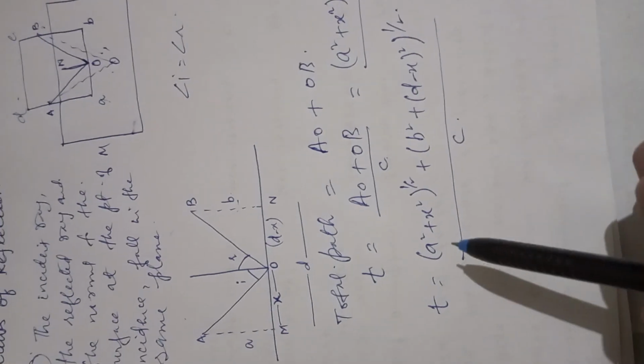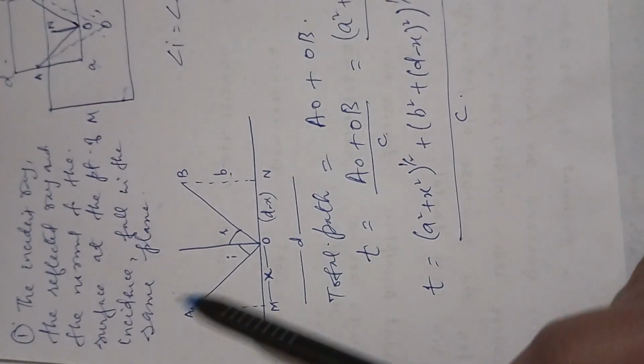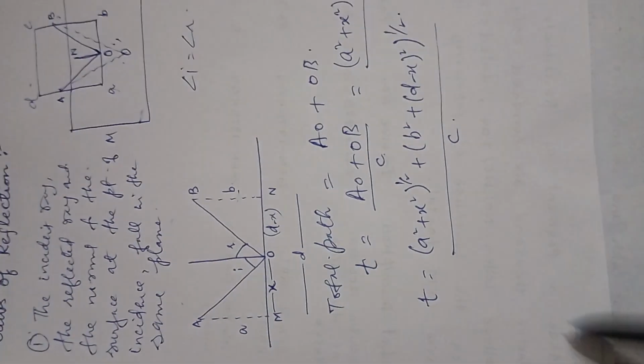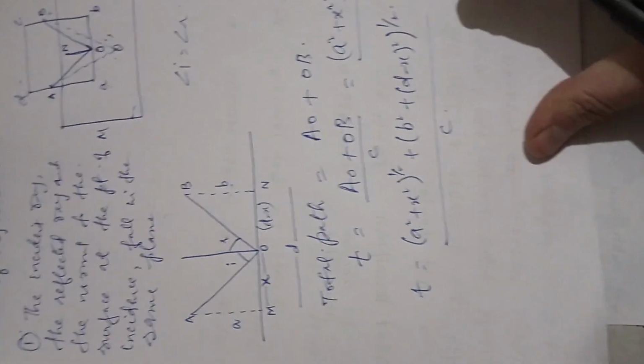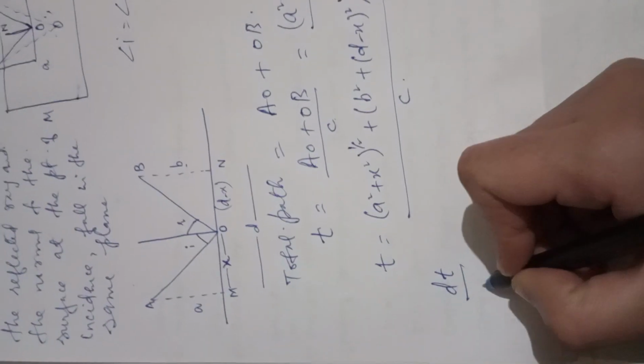Now, using Fermat's principle, we again emphasize the idea that light will follow the shortest path, the shortest length, the shortest time. Okay, so if it has to be small, then the derivative dt by dx should be 0.